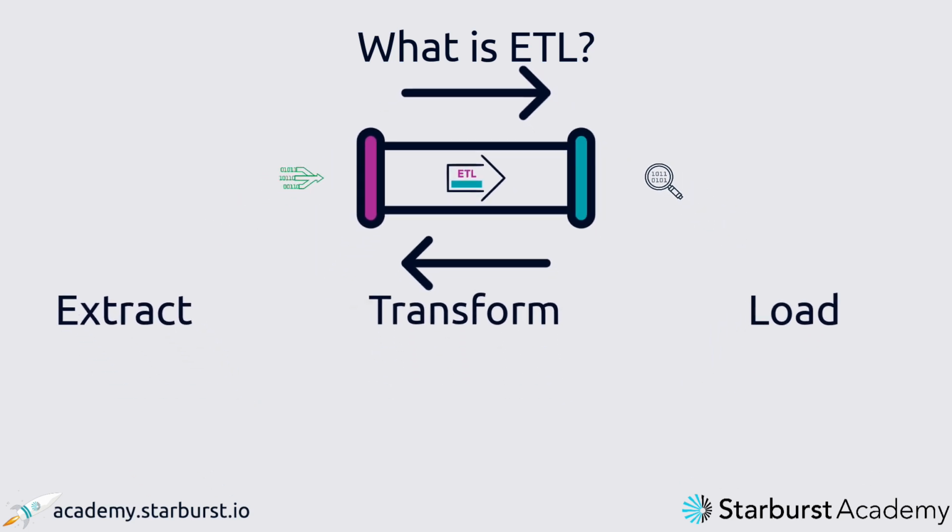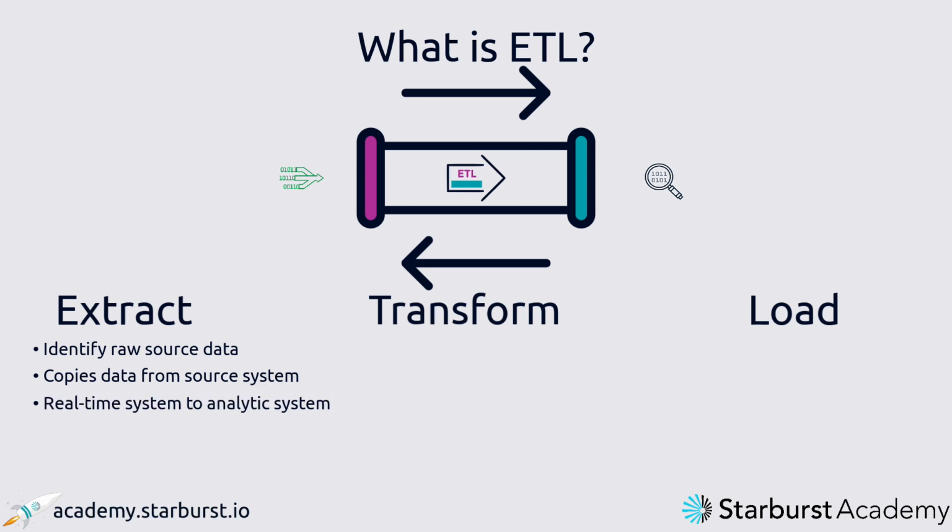The extraction phase describes the process of identifying the source system that contains the raw data that you want to load into the data pipeline. Typically, this involves copying raw data from one system to another, usually from the system that generates the data in real time to one that can store a copy of it for analysis. This process can be complex because moving data from one system to another sometimes requires differences in the underlying system to be ironed out. The next stage is transformation.